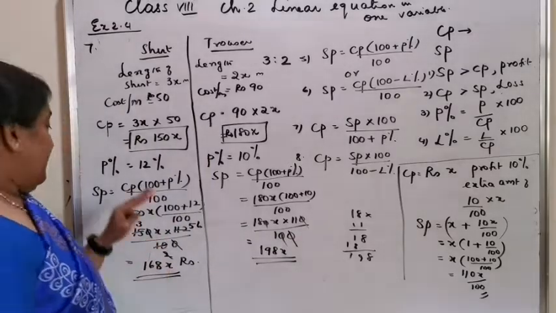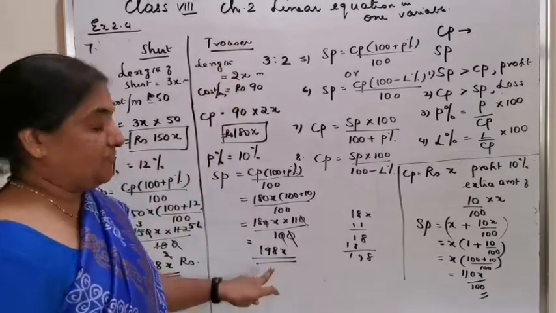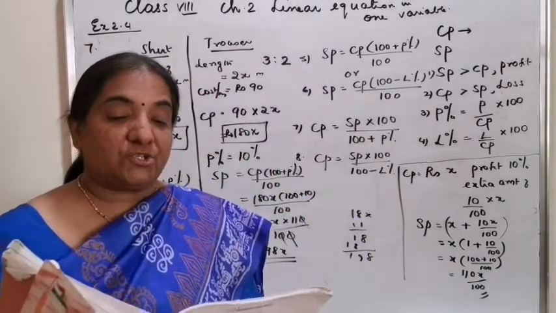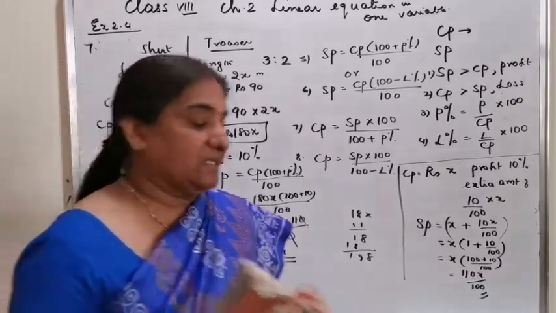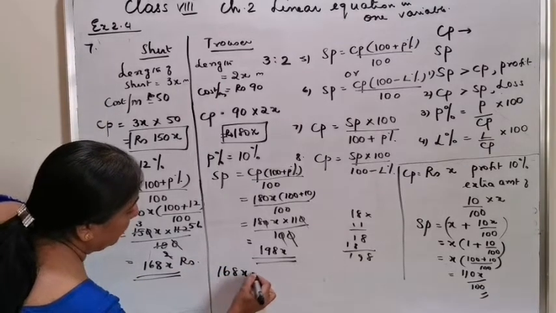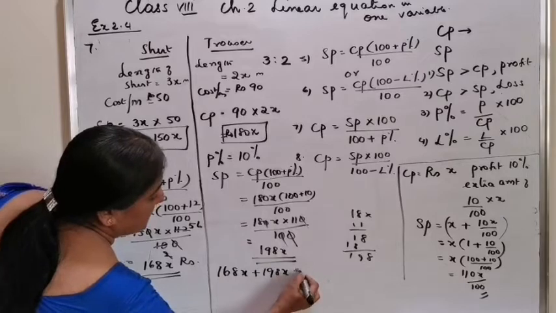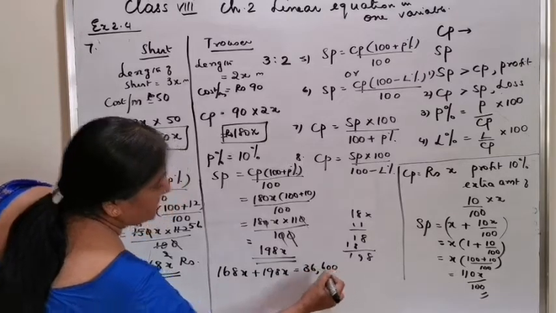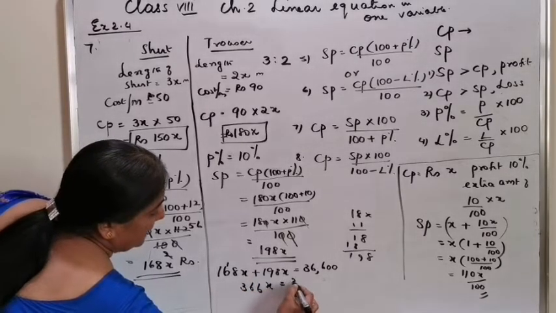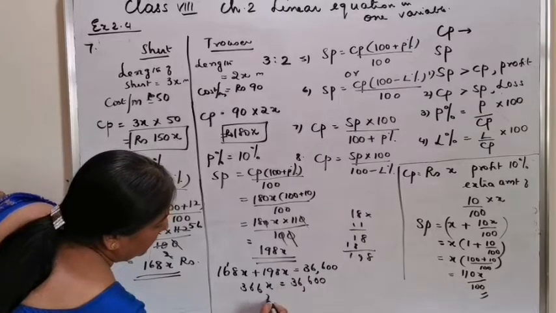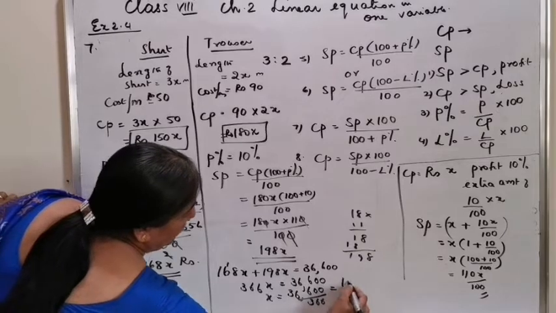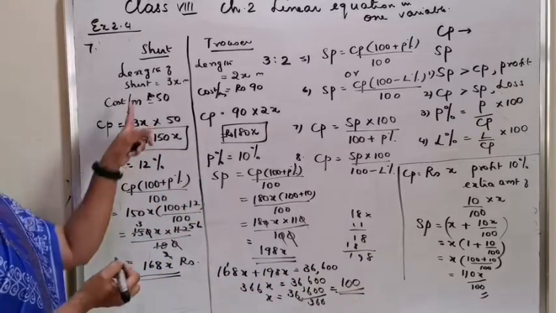So now this is the selling price for shirt, this is the selling price for trouser, and totally what was the amount? His total sale is rupees 36,600. That means 168x plus 198x is equal to 36,600. When you add this, 366x is equal to 36,600, or what is the value of x? 36,600 by 366. The value of x is 100.